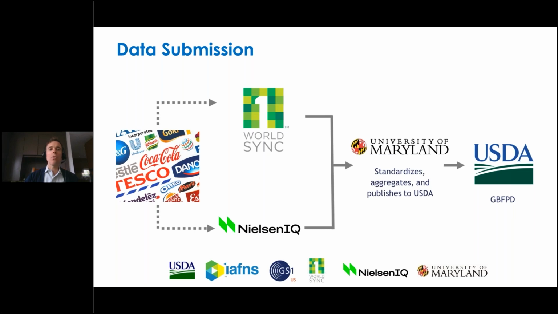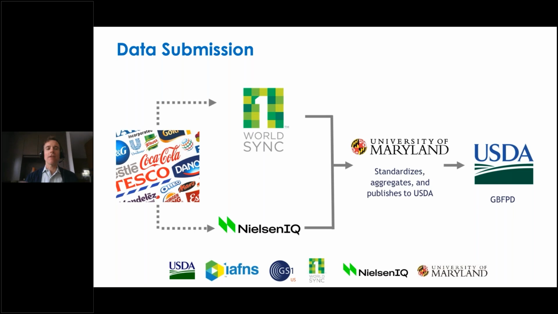So the one method of submitting data is utilizing the GS1 Global Data Synchronization Network, or GDSN, which is often supported by a certified GS1 data pool. The GDSN option in the slide here is represented by One World Sync, one of the partners in the USDA public-private partnership as mentioned earlier. But that said, any data pool could be used for data submission.